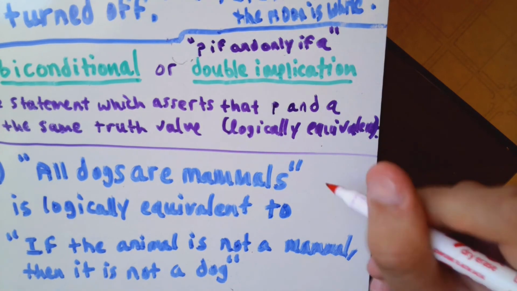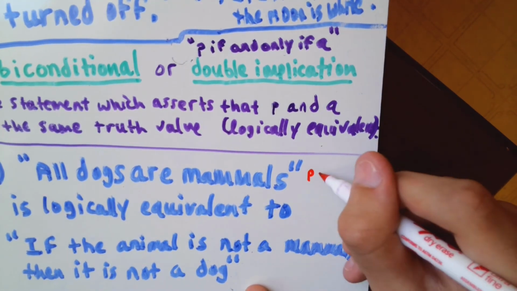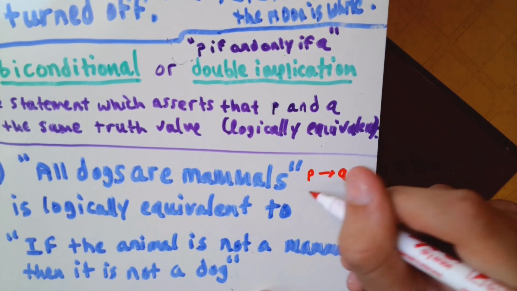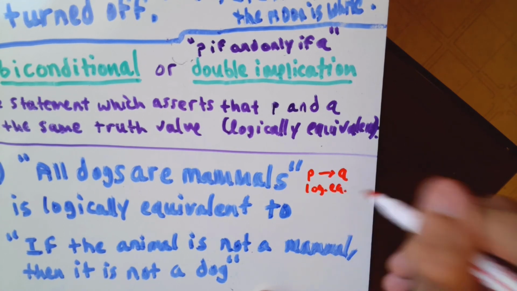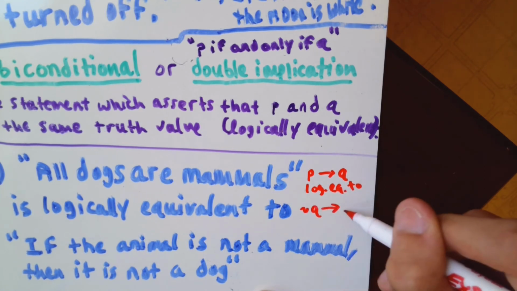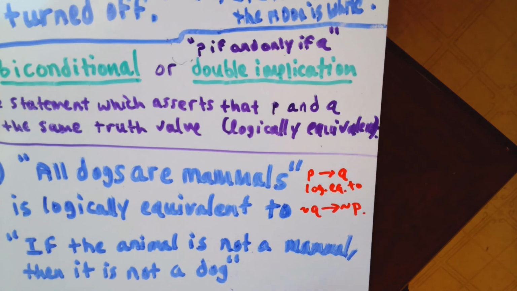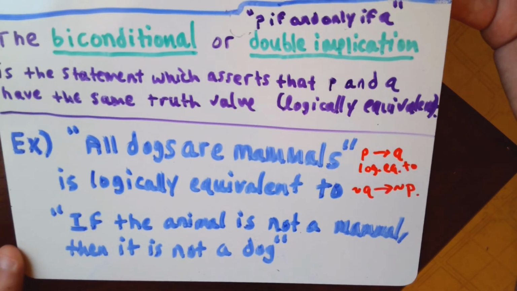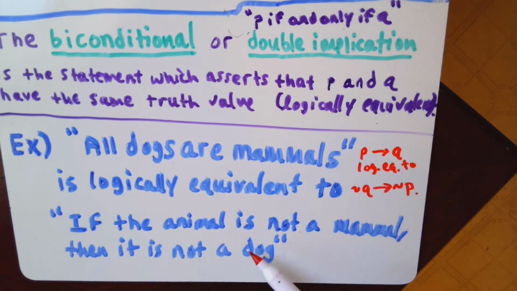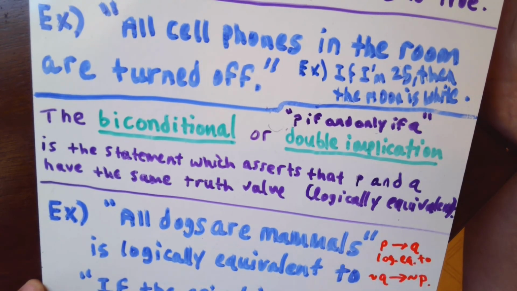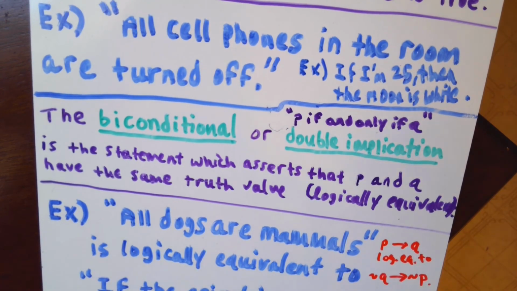If you have P implies Q, this is logically equivalent to not Q implies not P. In other words, P implies Q is logically equivalent to the negation of Q implying the negation of P. Whenever this statement is true, this statement's also true. These are logically equivalent statements, so they have the same truth value.